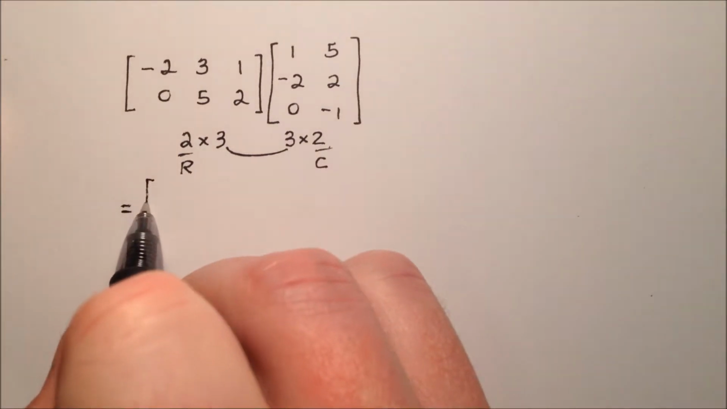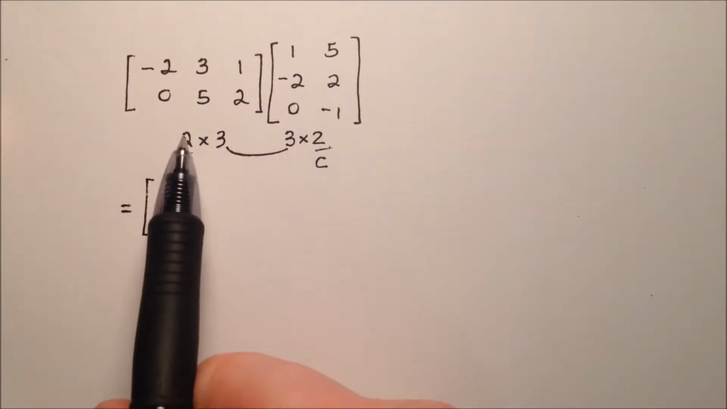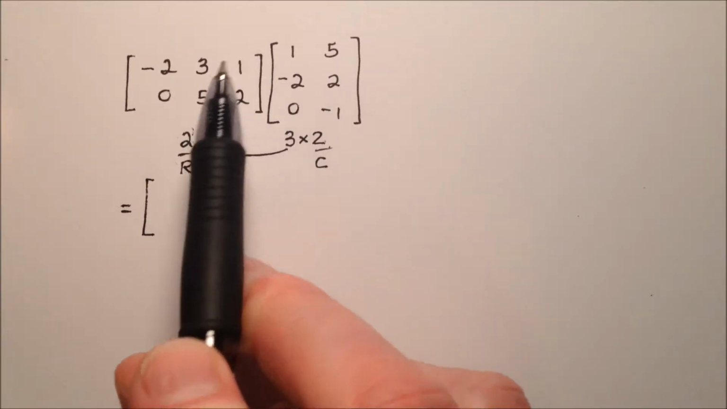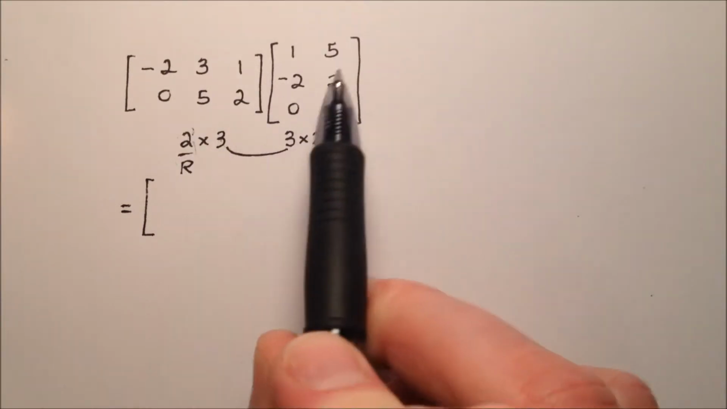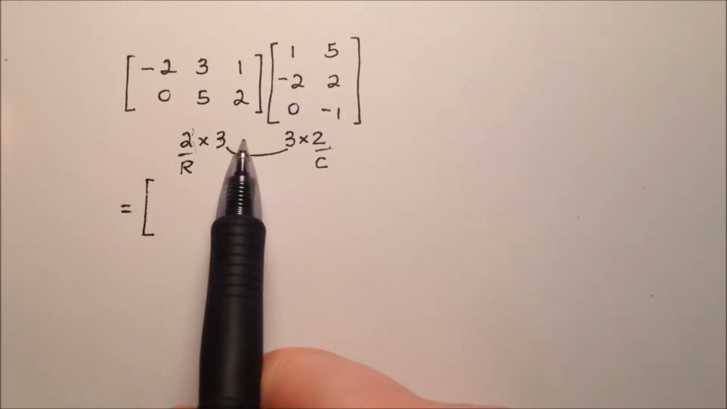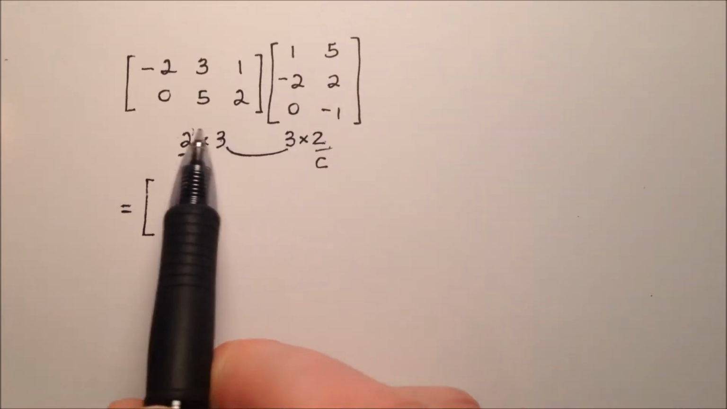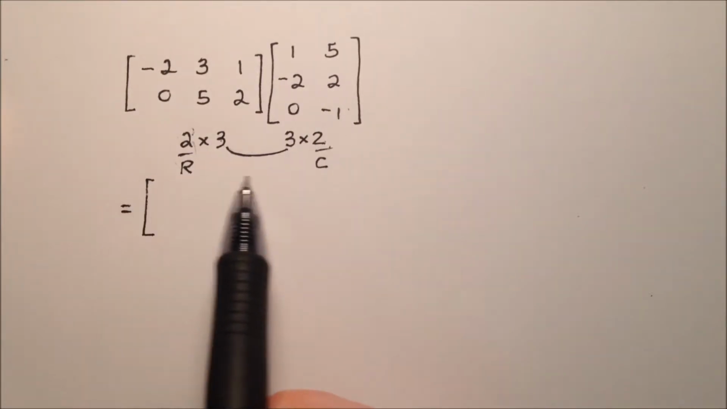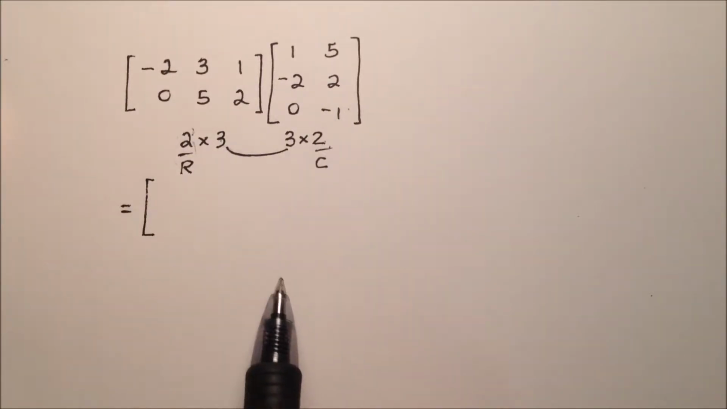So I'm going to go ahead and set up a little 2 by 2 right here. So the 2 rows and 2 columns. We knew that as long as the first matrix had 3 columns and the second matrix had 3 rows, we could do the multiplication. And then we're using the number of rows from the first and the number of columns from the second to go ahead and set up our product matrix.